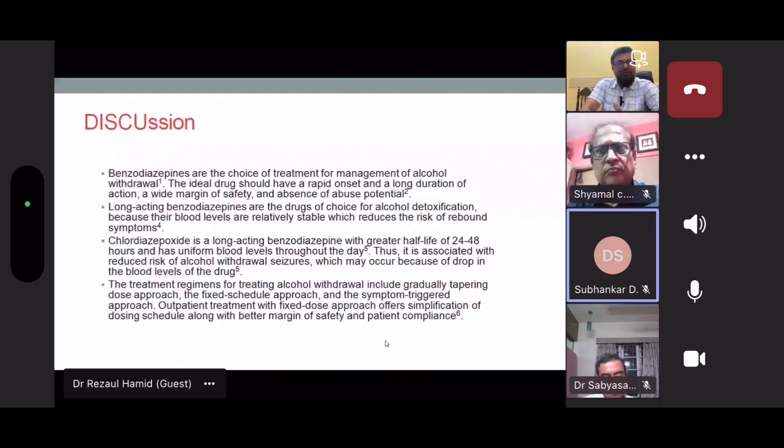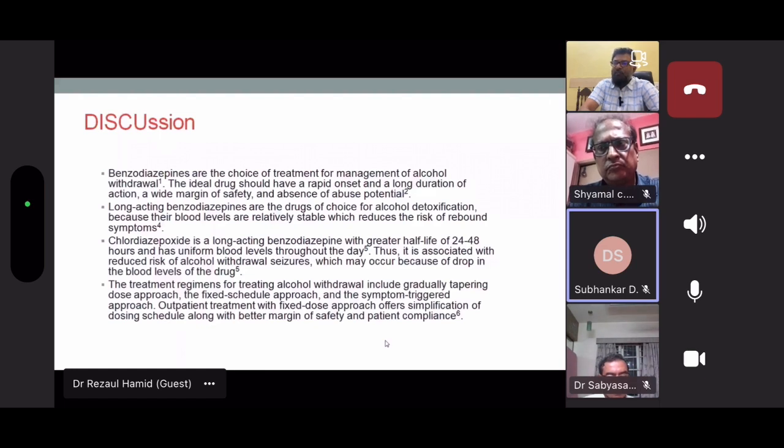So in this case, what we can see is that benzodiazepines could have been the right choice for the management of alcohol withdrawal, a mild to moderate form of alcohol withdrawal syndrome. The initial drug should have a rapid onset. The drug should act very rapidly and have a long duration of action, and chlordiazepoxide has that, with a wide margin of safety. It should be safe both pharmacokinetically and pharmacodynamically, because the patient with alcohol use may have a very wide range of both psychiatric and physical comorbidities. And also we have to consider the potential of abuse.